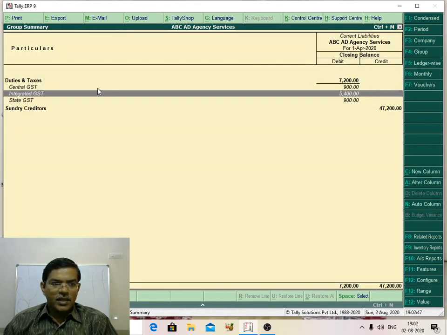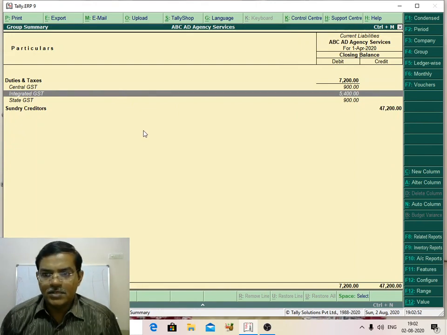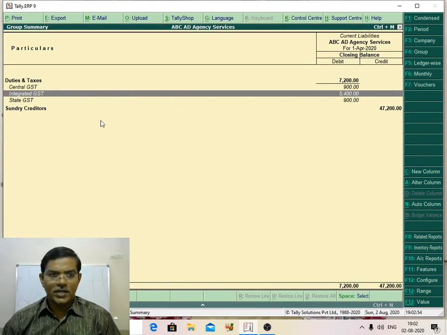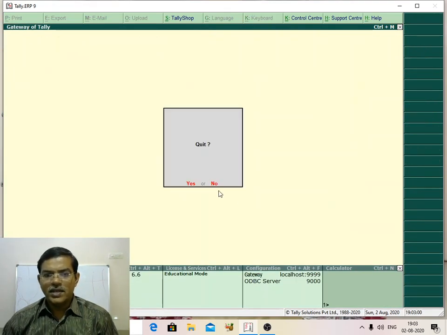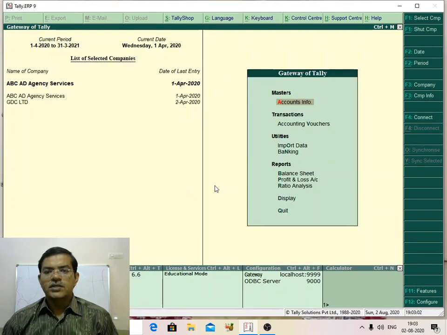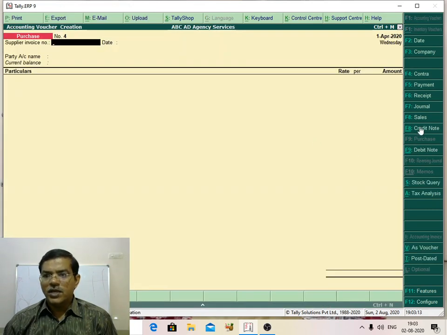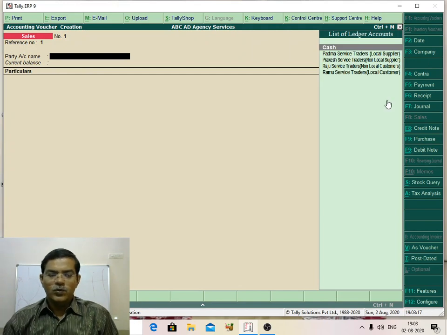The balance sheet shows on the liability side the outstanding duties and taxes amount is 7,200 and the sundry creditors are 47,200. Now after this, I am selling my services to some other parties. So now I want to post the sales voucher. How can I post the sales voucher? Go to the Gateway of Tally screen, Accounting vouchers, I am selecting F8 sales. First, the voucher number. And who are my customers?